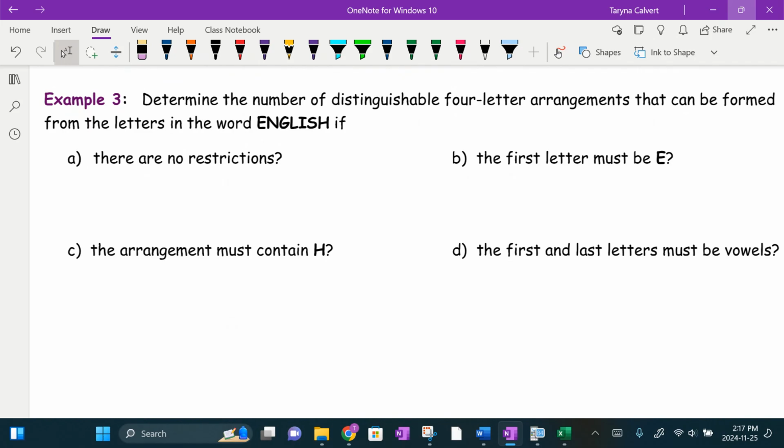So here, determine the number of distinguishable four-letter arrangements that can be formed from the letters in the word English if there's no restrictions. So again, even though there's no restrictions, how many E's do you have? One. How many N's do you have? One. So if there's no restrictions, you have to assume you can't repeat any, because you only have one E. So you can't repeat the E because you only have one of them. All right, so how many letters in the word English? 1, 2, 3, 4, 5, 6, 7.